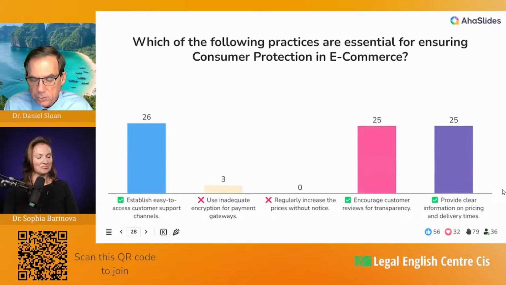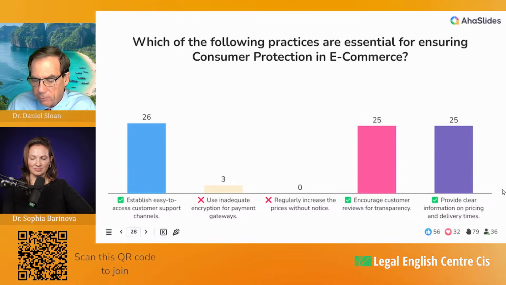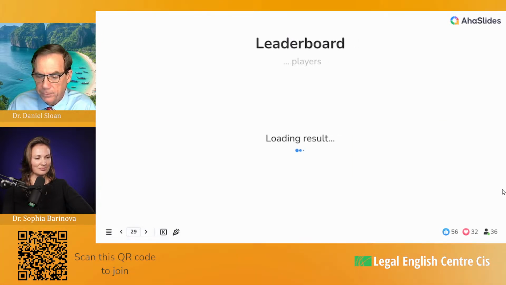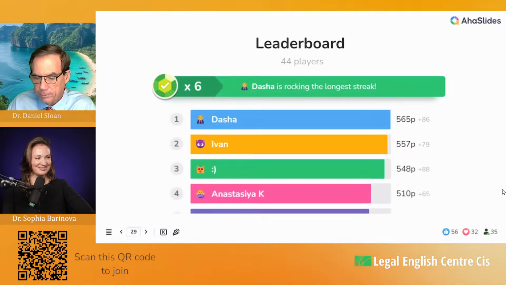Okay, we had three answers on that one, and most of you got them right. Very good. Establish easy to access customer support, to encourage customer reviews for transparency, and provide clear information on pricing. Very good. Who's out there in front now? Looks like Dasha, smiley face, you moved up one. Ivan's still in the second position.